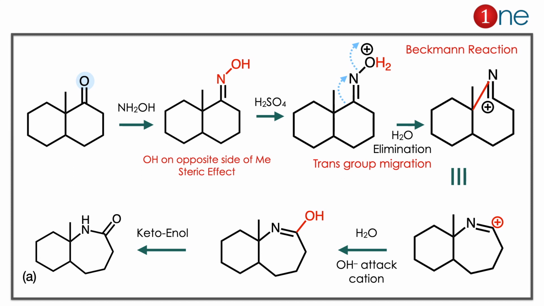Here you have to learn two important things. One is oxime formation. The oxime formation is dictated by the steric effect here, so it is formed away from the methyl group. The second thing is the Beckmann reaction. The migration always favors the anti position. Here, even though the groups are bulky, the group anti to the nitrogen moves and forms the 6-member ring.